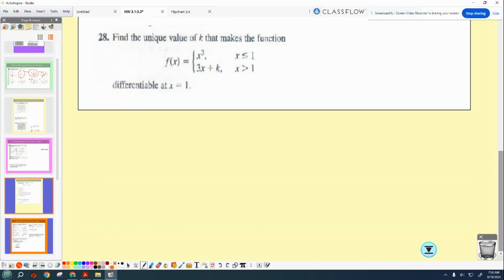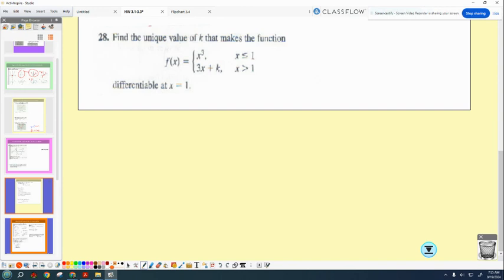What did you guys get for 28? Question? Or are you guys saying this was not on the homework? This is probably last night's, because last night's had to do with differentiability. Okay.